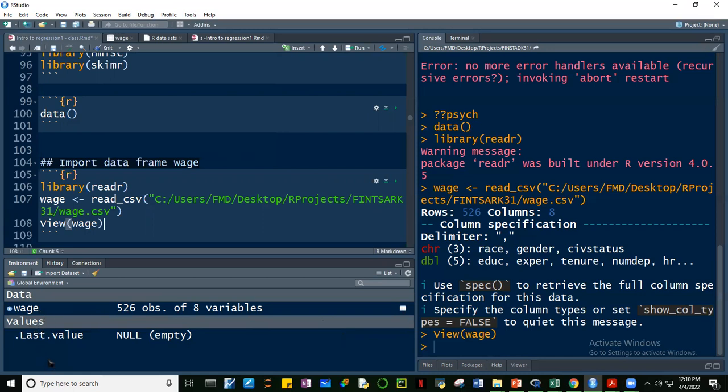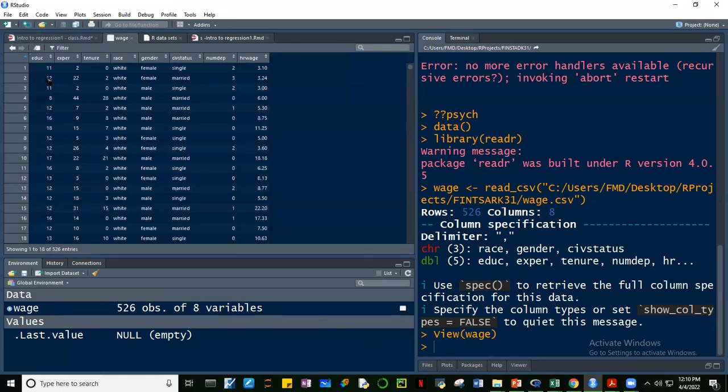Sa values, ang linalagay, mga vectors. So you can now see that available na dito yung wage data set. 526 observations of 8 variables. In fact, kung tingnan natin yan, di ba? Ayan, no? Education, experience, tenure, race, etc.